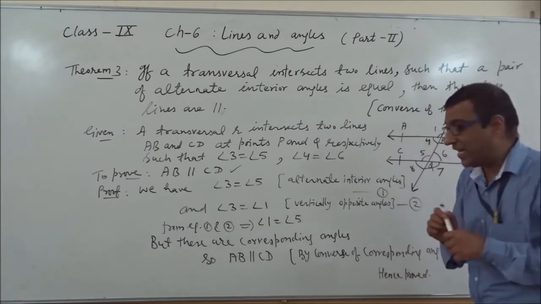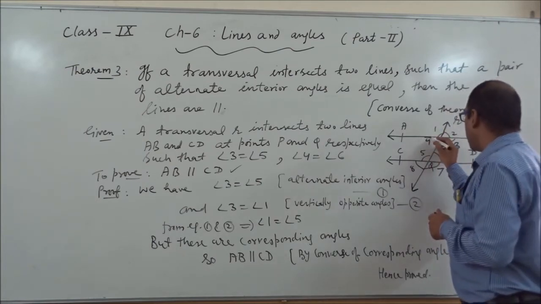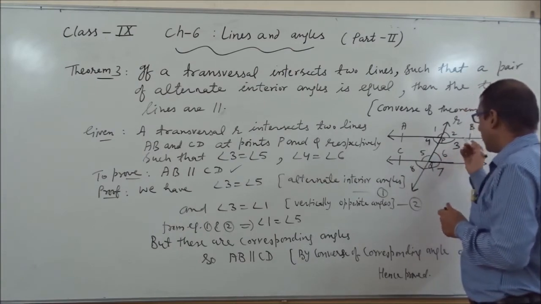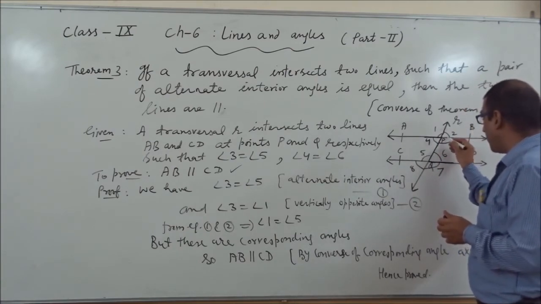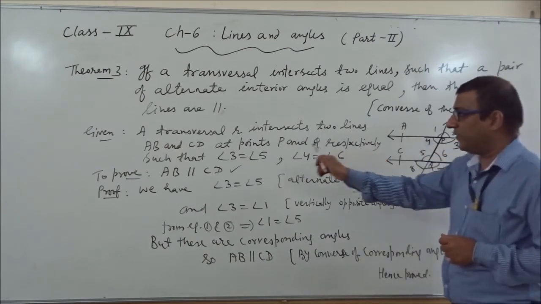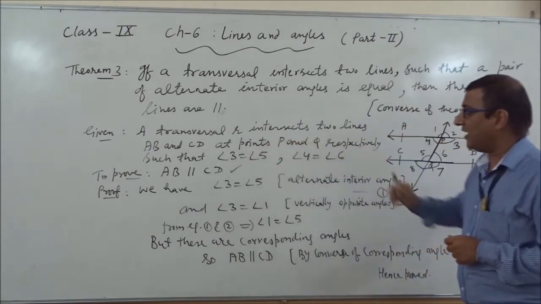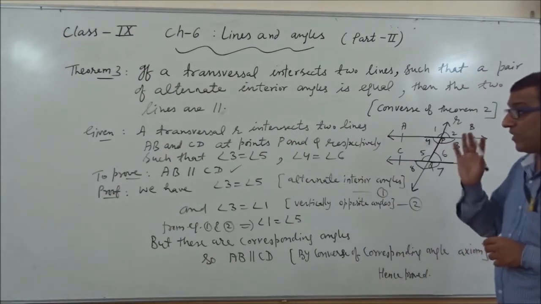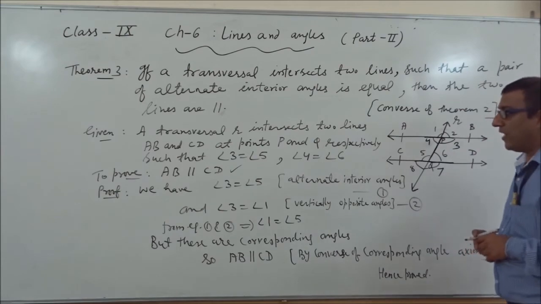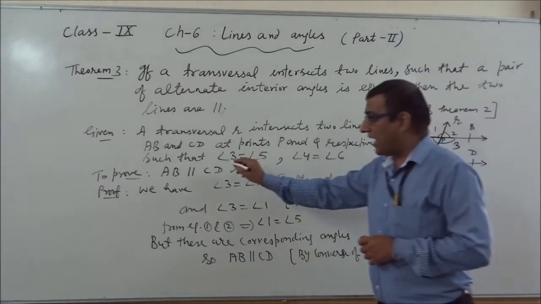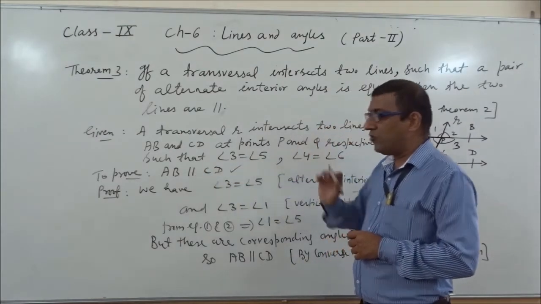Why are they alternate interior angles? Because the Z shape is there. That's why we can say these are alternate interior angles. If you look this way, this is also the shape of Z. So we will write as given that a transversal r intersects two lines AB and CD at points P and Q respectively such that angle 3 equals angle 5 and angle 4 equals angle 6, and we have to prove that AB is parallel to CD.